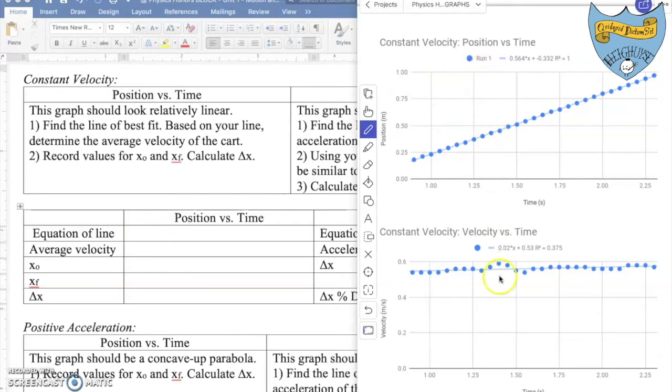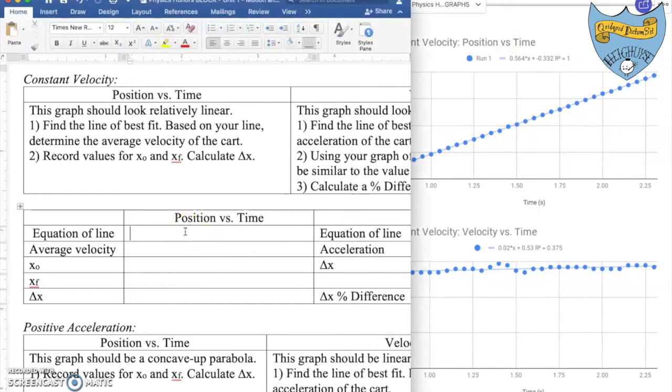So here is some data that I processed, and this first graph is, as we can see, the position versus time graph. This is what they should look like. More or less everybody's going to have the same kind of thing for their constant velocity graph. And right here where it says equation of line, literally all you've got to do is write down that equation. Sounds good. Okay, next line down.